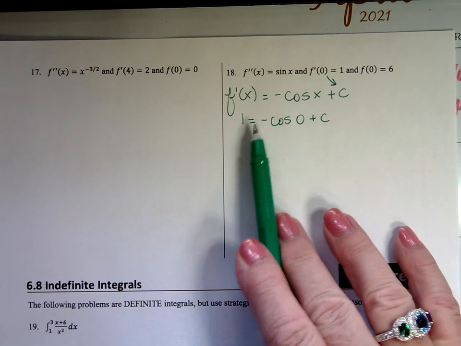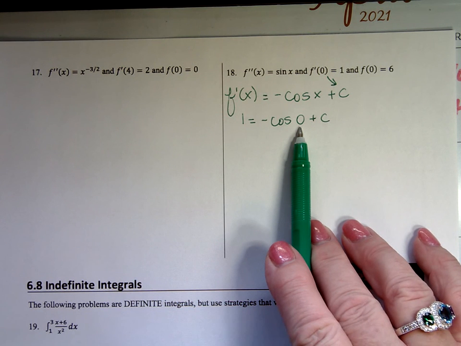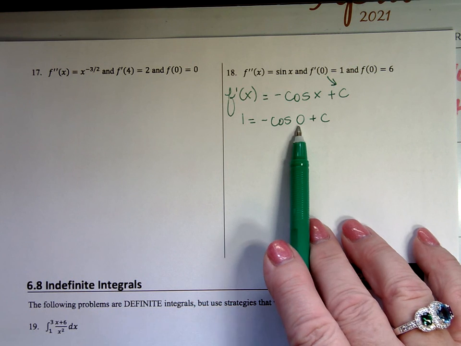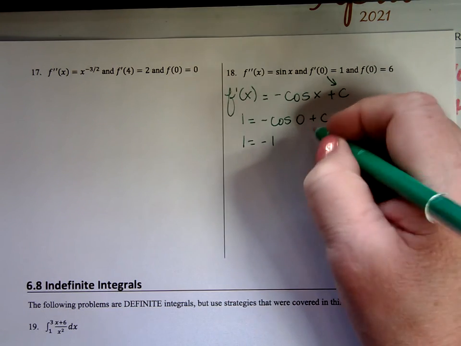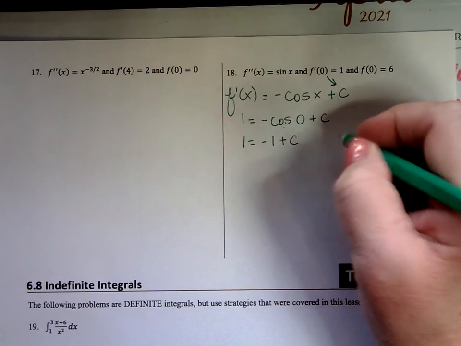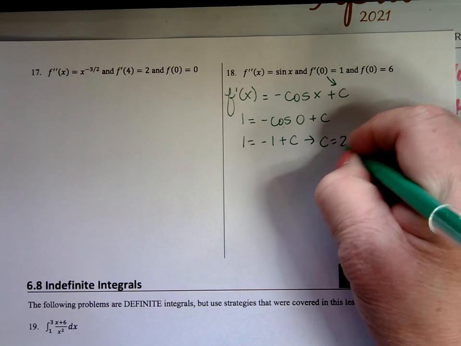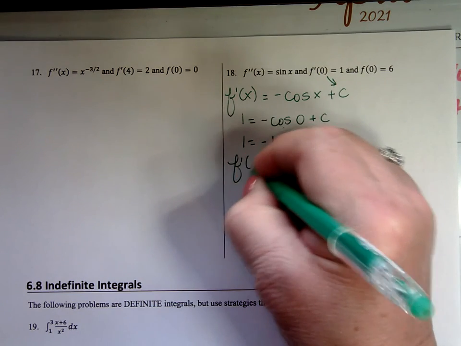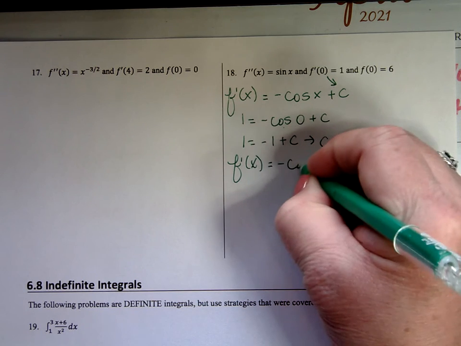All right, cosine of 0 hasn't changed. If I go to 0, it's the coordinate (1, 0). X value this time, cosine. So 1 equals negative 1. Cosine of 0 is 1, but the negative in front makes it negative 1, plus c. When I join my 1s up, I get c is 2. So here's my actual first derivative for real, based off the information they gave me. Negative cosine of x plus 2.